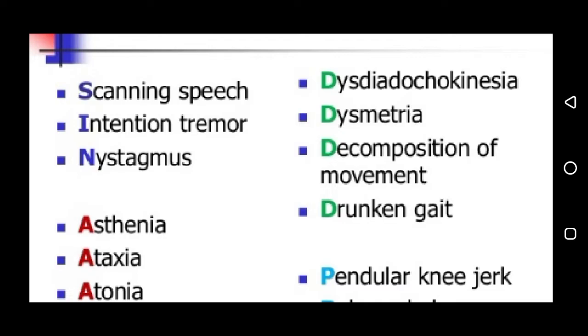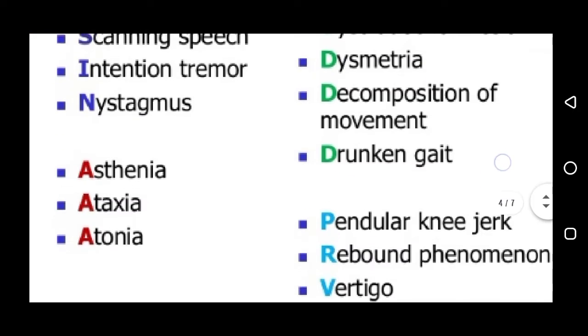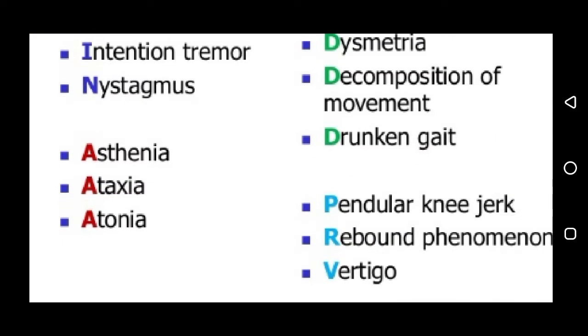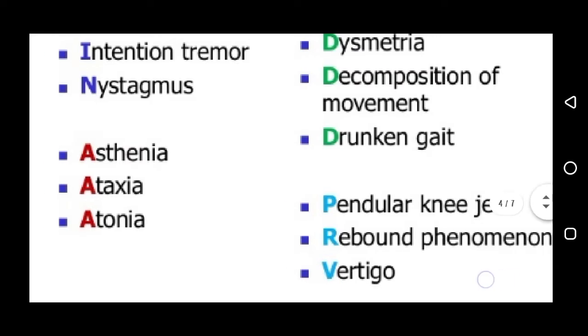Third one is gait disturbance, and the gait in this type of cerebellar region is drunken type, means the incoordination of the movement is reflected in the gait, and the patient while moving sways from side to side like a drunken person. There is pendular knee jerk, means the deep reflexes become weak and pendular.